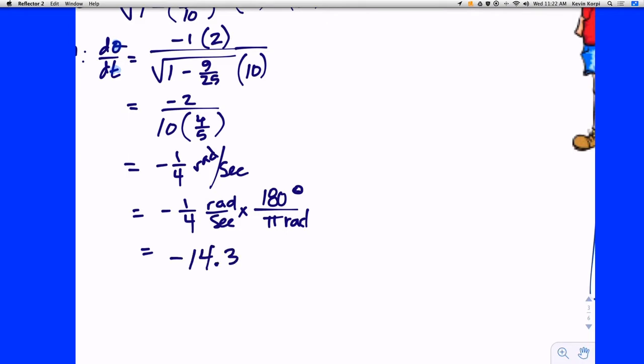How many decimals do we need to report? Good. So it's 3239. So what answers would be acceptable? I put 4 there. Negative 14.323 or negative 14.324. Yeah, you can round or truncate. Round or truncate. It doesn't matter.